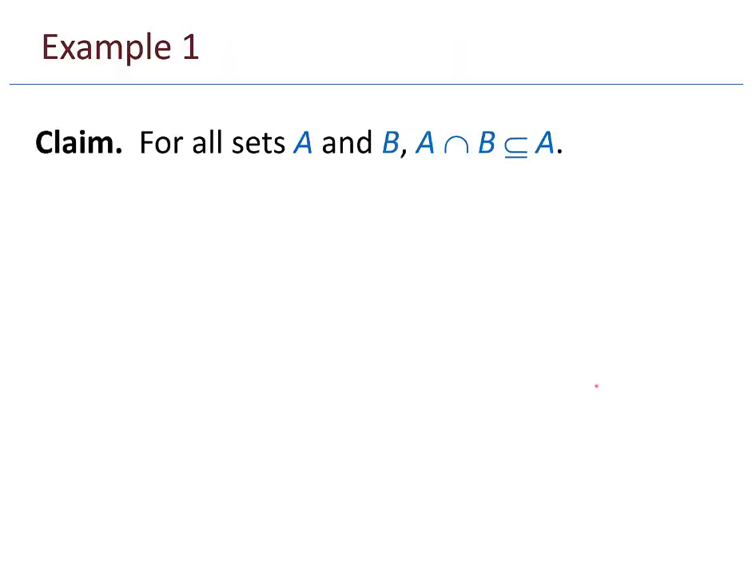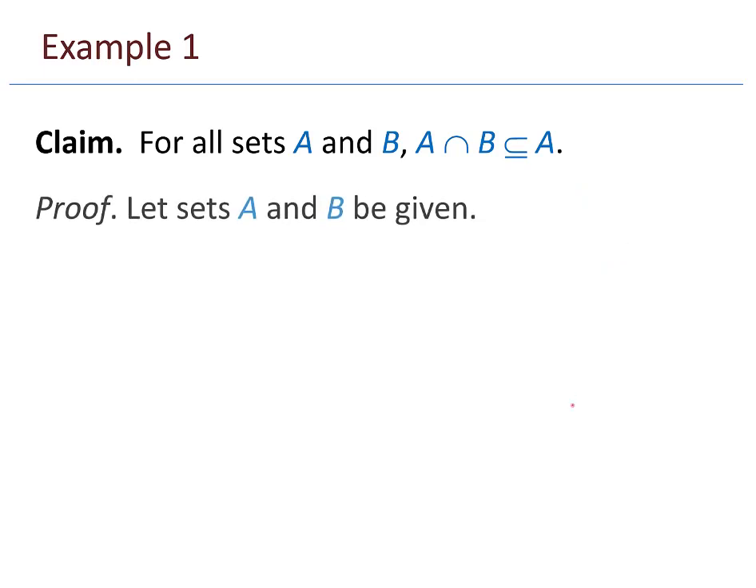Okay, let's see some examples. Example 1. Here's a claim. For all sets A and B, A intersect B is contained in A. Now, let's just draw a little Venn diagram and see if that seems reasonable. There's sets A and B, and here's the intersection, A intersect B. And it looks like, yes indeed, A intersect B is contained in A. But let's prove it rigorously.